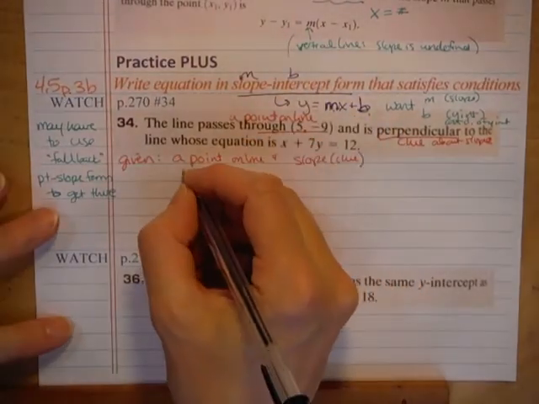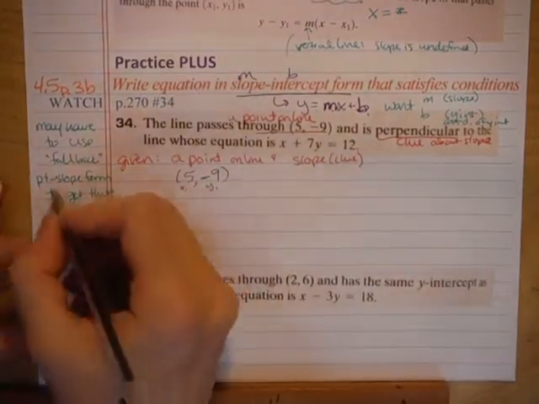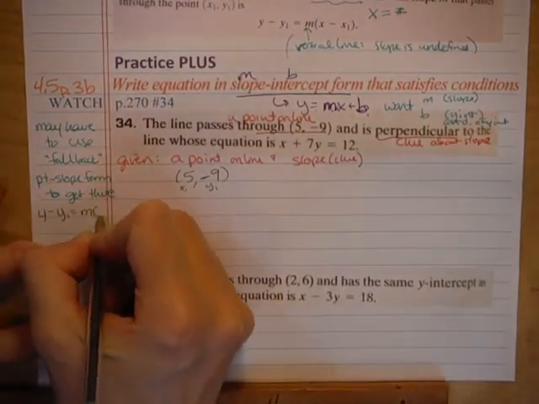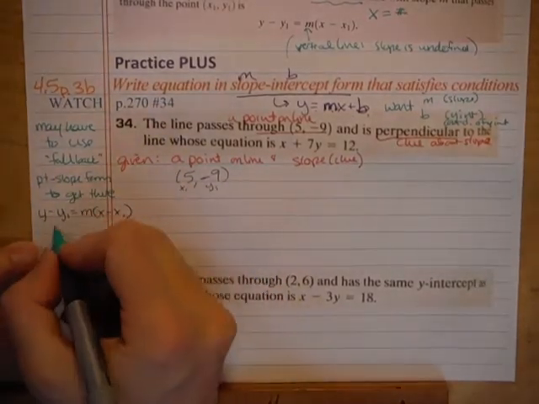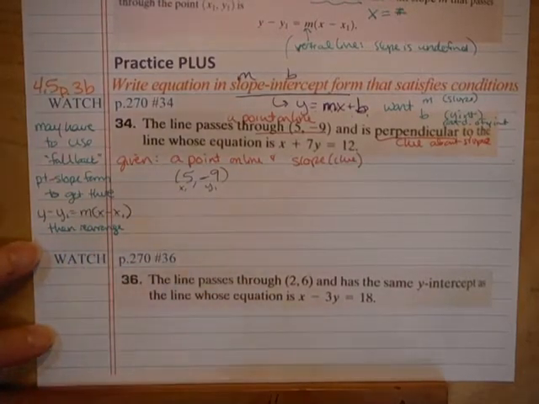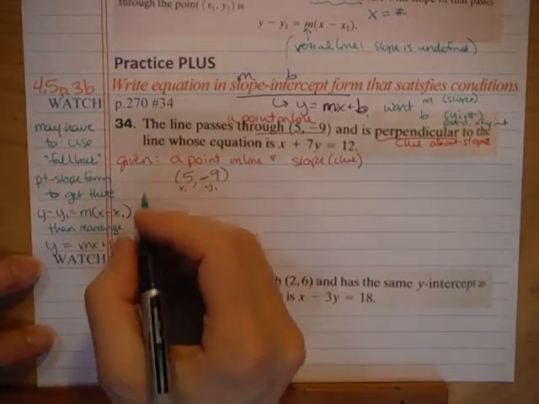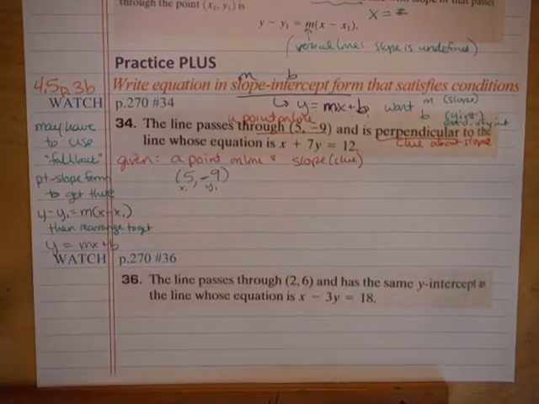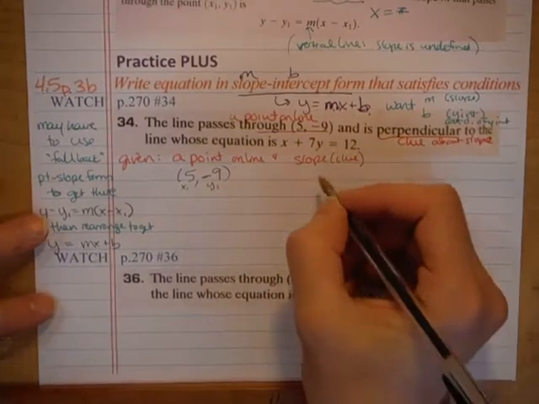We have the point. We have the point 5, negative 9. So there's our x1, y1 that we would need for y minus y1 is equal to m times x minus x1. Okay. From there, we'll rearrange it by solving for y to get to the y equals mx plus b. Okay. So we'll rearrange to get there. But for now, we have the point x, y, and we have a clue about the slope.